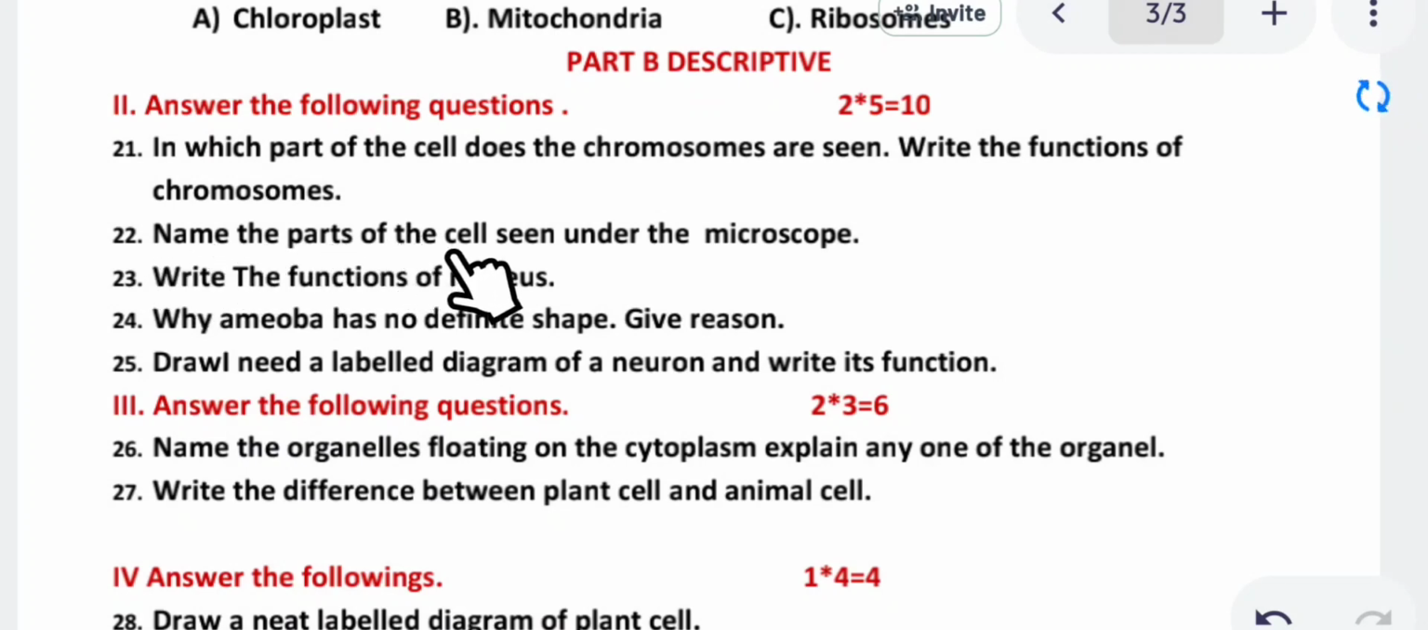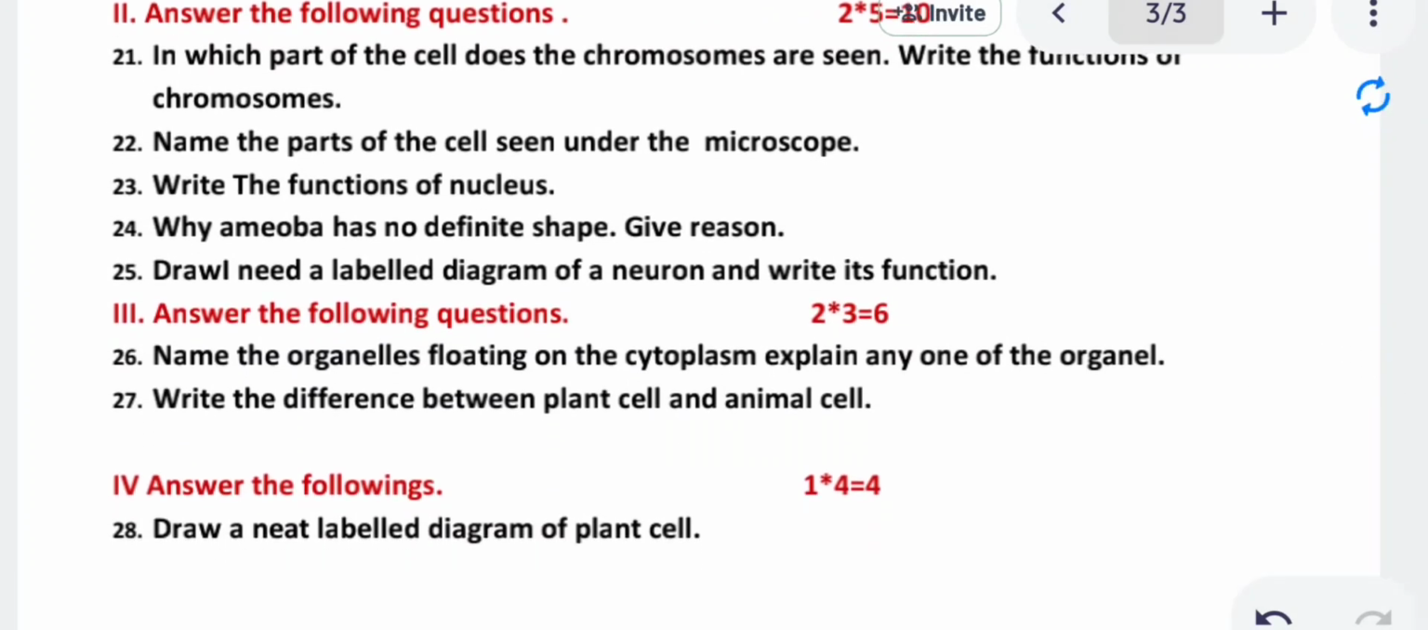Name the parts of the cell seen under the microscope. When we see the cell under the microscope, we'll see the three main parts. First one is cell wall, then cell membrane, cytoplasm, and the nucleus. These three parts we have to write. Write the function of the nucleus and how the nucleus functions, that we have to write there.